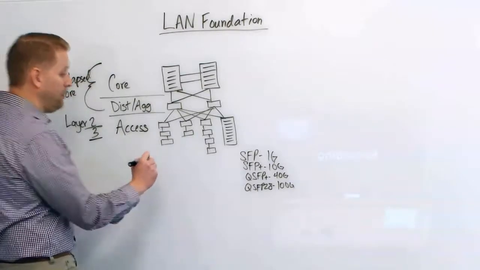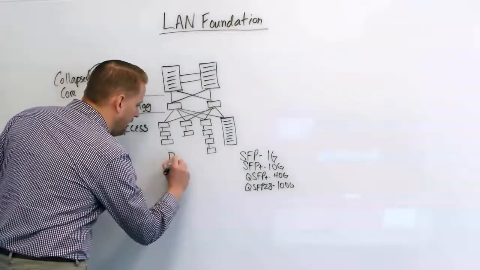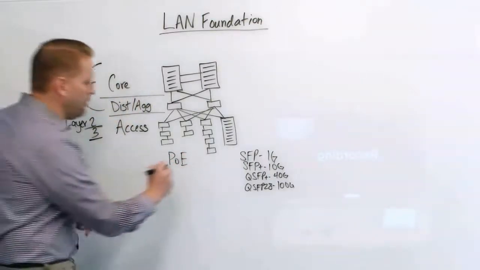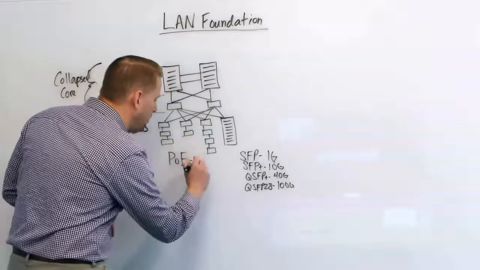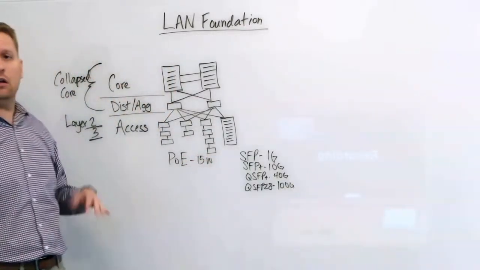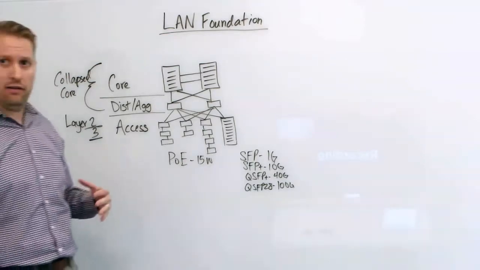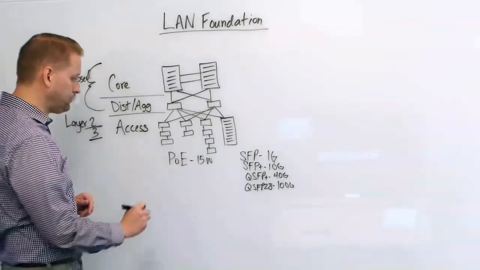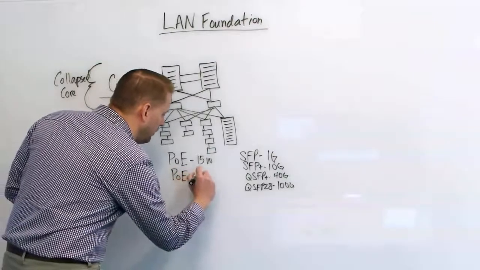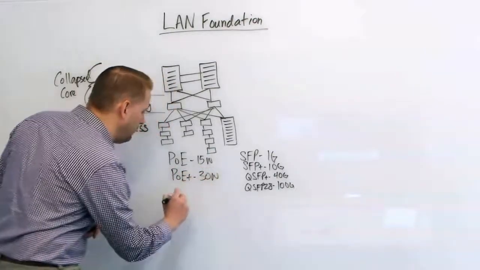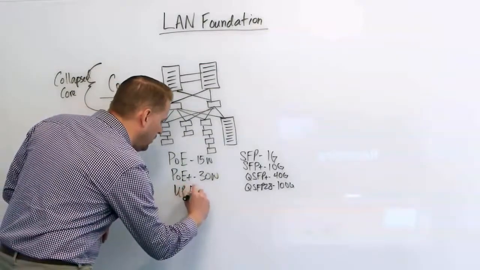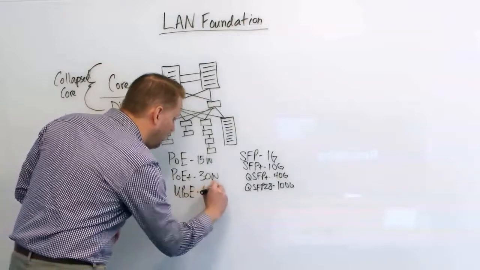We also have PoE, or Power over Ethernet, technologies. So the PoE standard means that a switch's port will supply 15 watts of power to a device that's on the other end of the cable that's plugged into that port. PoE plus will supply 30 watts of power, and UPoE will supply 60 watts of power.